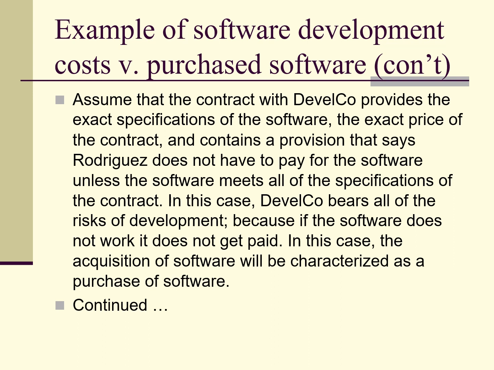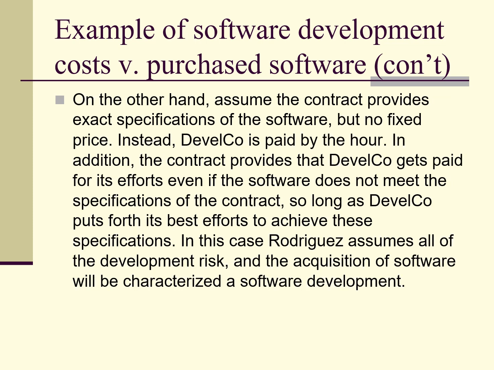Assume that the contract with DevelopCo provides the exact specifications of the software, the exact price of the contract, and contains a provision that says Rodriguez does not have to pay for the software unless the software meets all of the specifications of the contract. In this case, DevelopCo bears all of the risks of development, because if the software does not work, it does not get paid. In this case, the acquisition of software will be characterized as a purchase of software. This example is continued on the next slide.